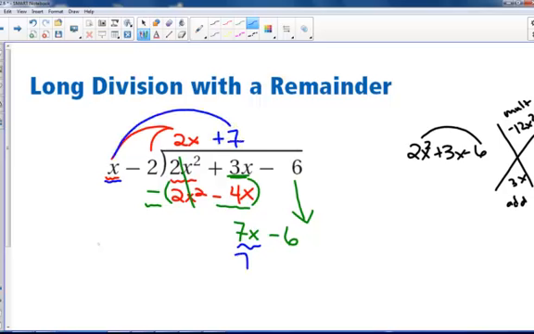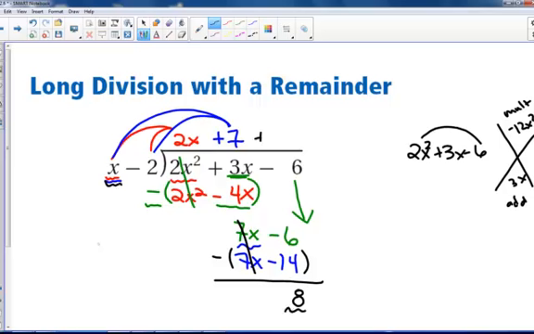7 times x is 7x. 7 times negative 2 is negative 14. Now we subtract the whole thing. This is gone. Negative 6 minus negative 14 is 8. X does not go into 8, so this is our remainder. So we're going to put plus, because it's a positive 8, and then it's 8 over x minus 2.